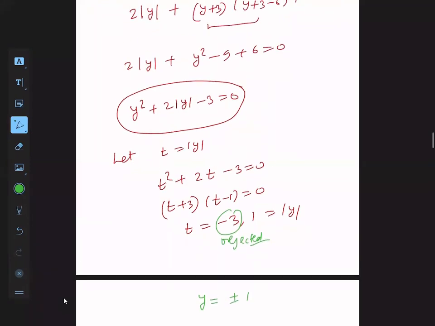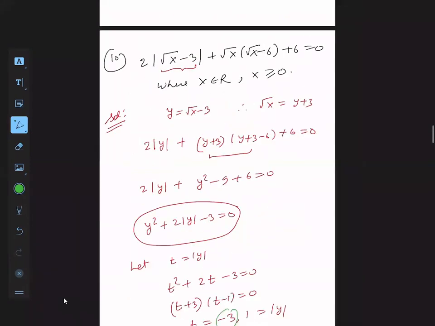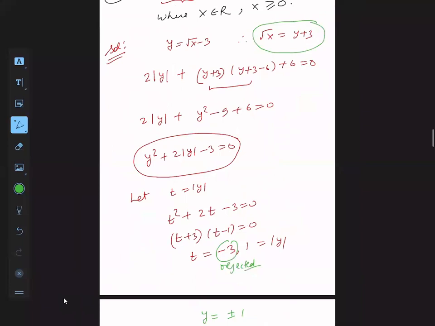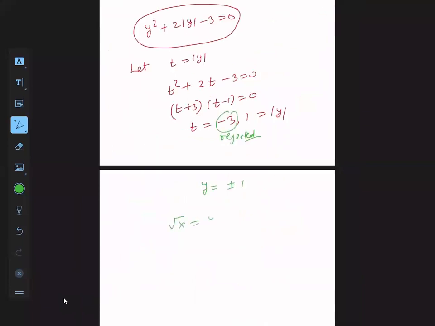And what is the value of root x? Root x is equal to y plus 3. If you put y equal to minus 1, then root x is equal to 2. If you put y equal to 1, then root x is equal to 4. If you square it, you will get x is equal to 4 and 16.